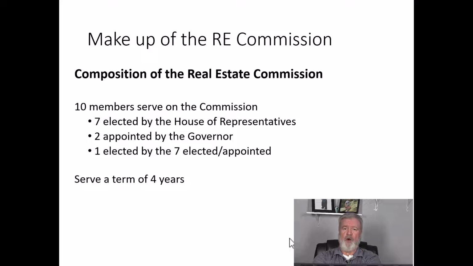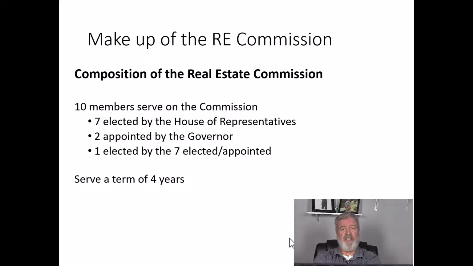And hopefully if you did your math right, you came up with 8, y'all, because there's a total of 8 that are elected. Remember, 7 of them elected by the House of Representatives. 1 of them was elected by the 9 already seated. So that's 8 elected. And then obviously 2 are appointed by the governor. Okay? So you need to make sure you keep that in your mind.